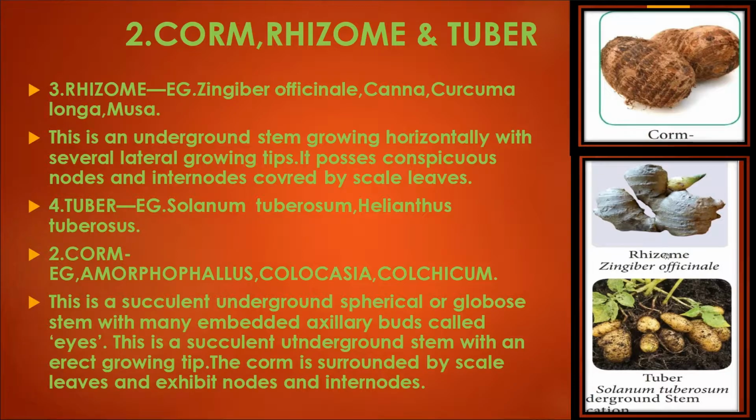Then third one is the rhizome. So rhizome, Zingiber officinale. Zingiber officinale is ginger, Canna is canna lily, Curcuma longa is turmeric, and Musa is banana. So they have underground stem which will grow horizontally with several lateral growing tips. It will have the nodes, this is the node, and internodes also will be present, and they are covered by the scale leaves. The last one is called tuber. Tuber, example, Solanum tuberosum, Helianthus tuberosus, in which they produce the underground stem which are called tubers.